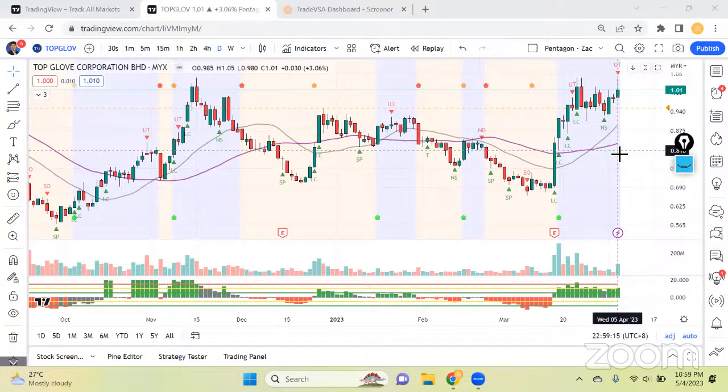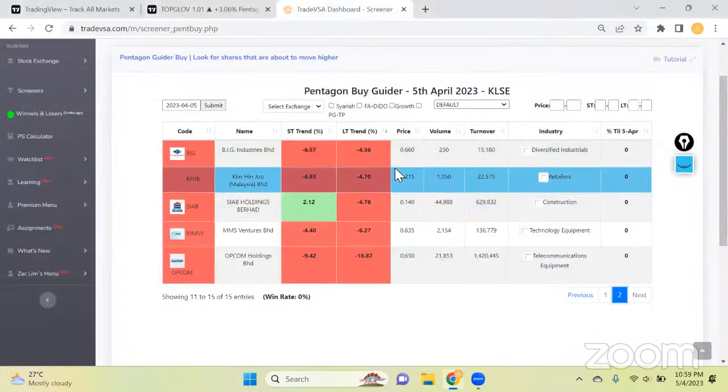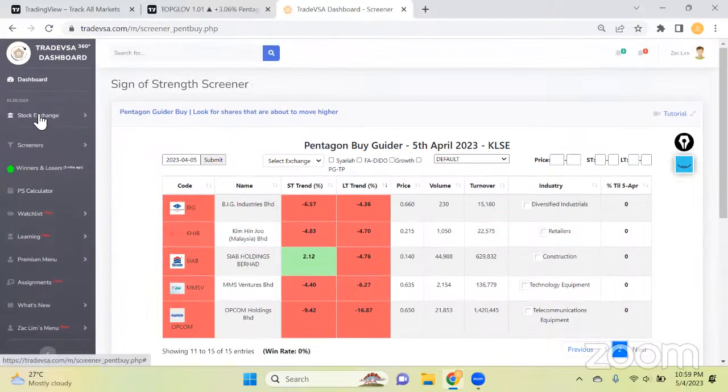First of all, thank you for those joining me tonight in this section. I think today we're going to look more into the glove counters. Of course, there are a few reasons why. But first of all, let's go into the main thing, which is the KLSE.